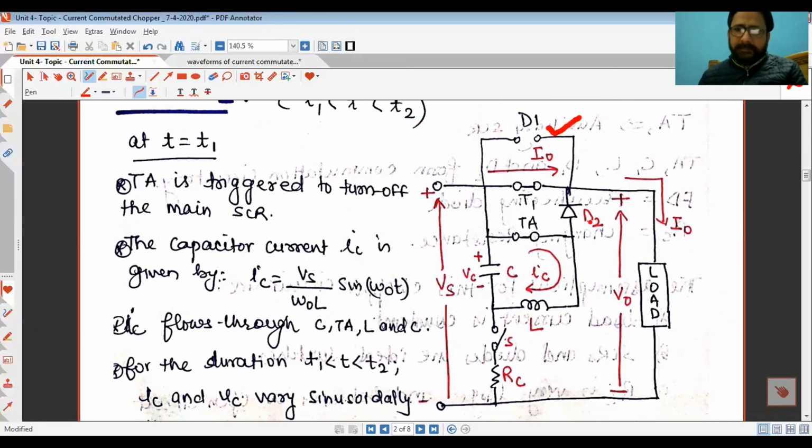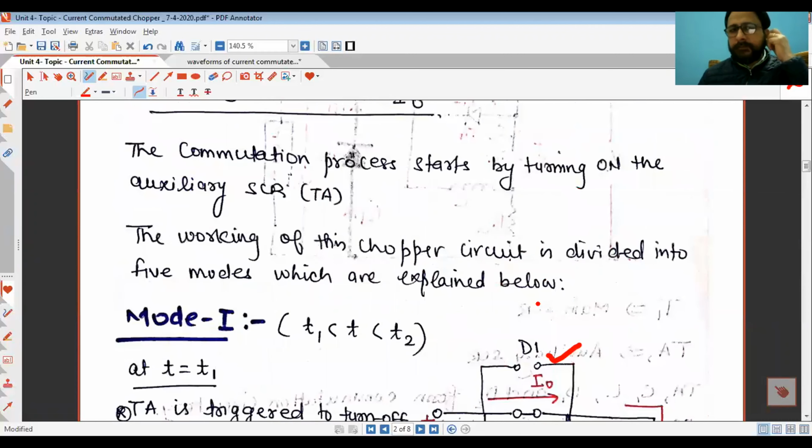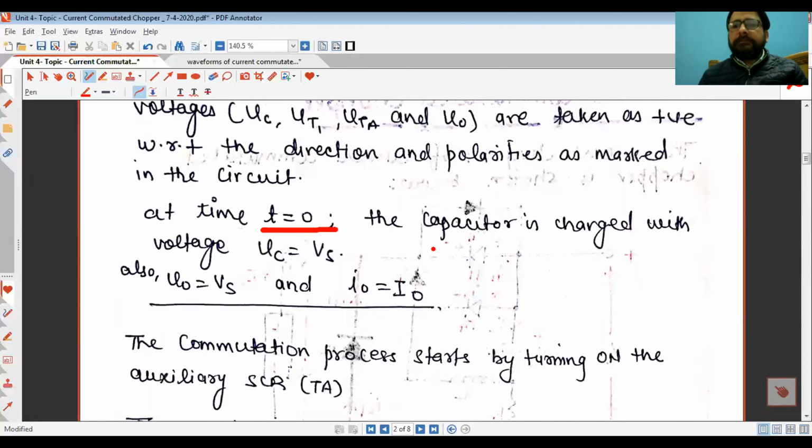D1 is reverse biased. D2 is also reverse biased, actually. TA is forward biased and it is conducting. T1 is also conducting. So at t equal to 0, the capacitor is charged with voltage Vc equal to Vs plus Vs.